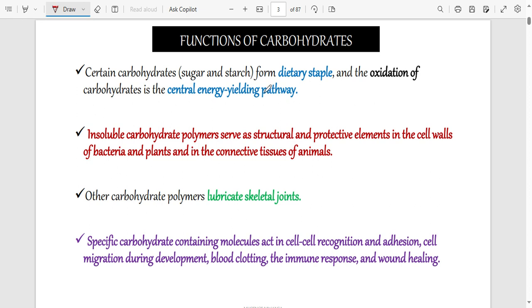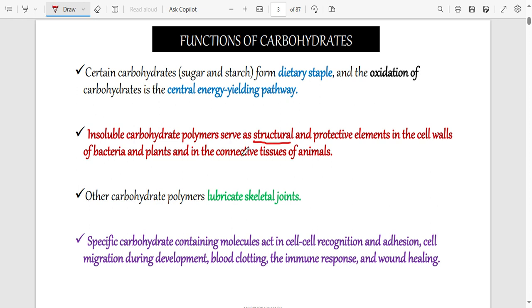Apart from being used as staples and for yielding energy, carbohydrates can also function as structural carbohydrates. Those that function in structure are used for protection in the cell wall of bacteria and plants. They can also be found in connective tissue.